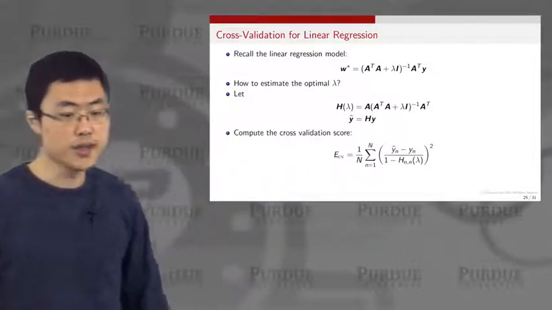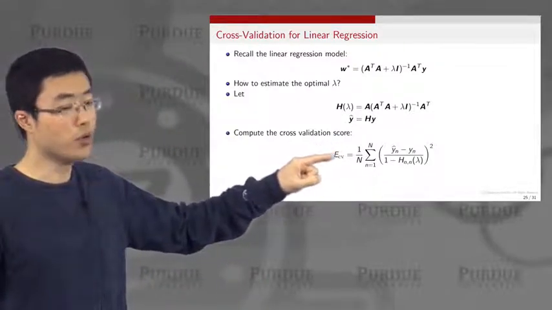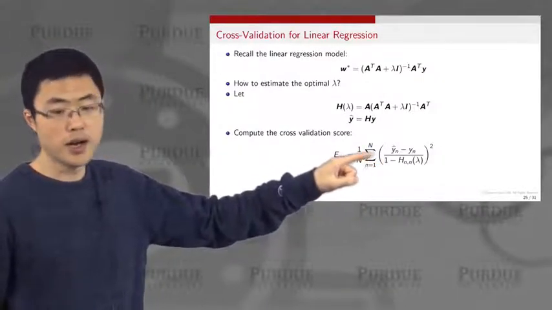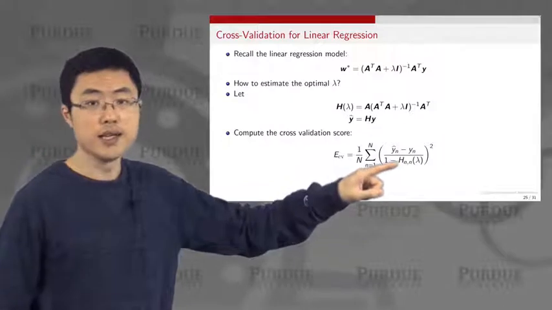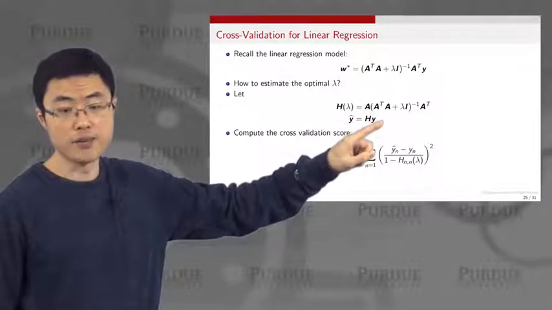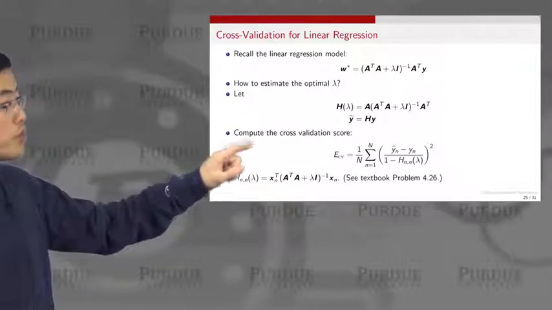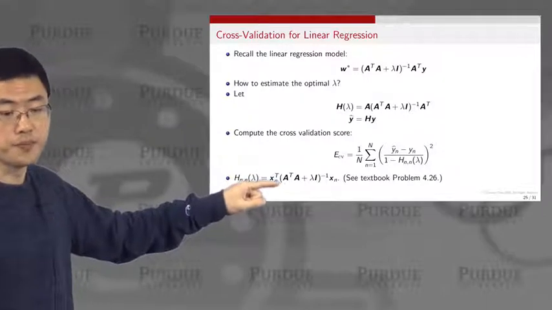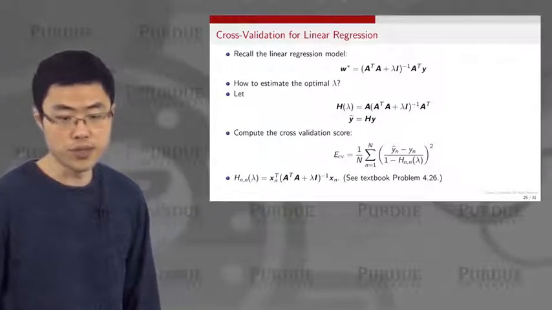So you can calculate the cross-validation score as follows. You can show that the cross-validation score will be given by the summation, since this is a leave-one-out approach, of yn hat minus yn, divided by 1 minus hnn. This hnn is the nth diagonal element of that matrix. You can furthermore show that this hnn, if you plug into the equation, is really given by this result. Now, how do we prove this cross-validation score? You can see the textbook problem 4.26.